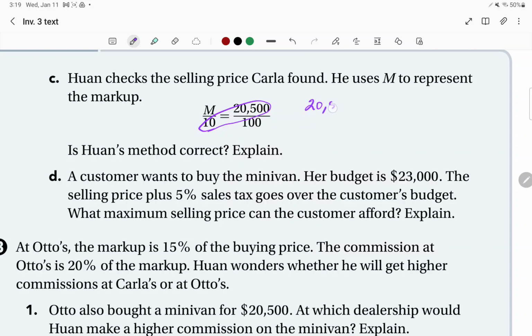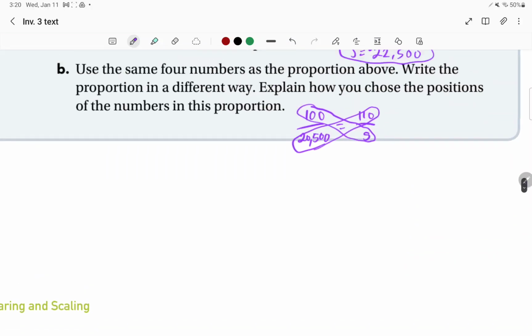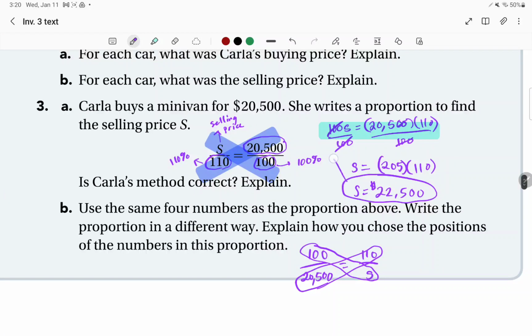So you'd have 20,500 times 10 is equal to 100 times M. And we want to know what number times 100 will give us this, so I divide out that 100. You do the opposites to get the answer to that question. And again, I can divide out zeros. So I take a 0 there, a 0 there, a 0 there, a 0 there, and I have 2,050. And that's our markup. And that's what you get if you go up here and subtract this number and that number.